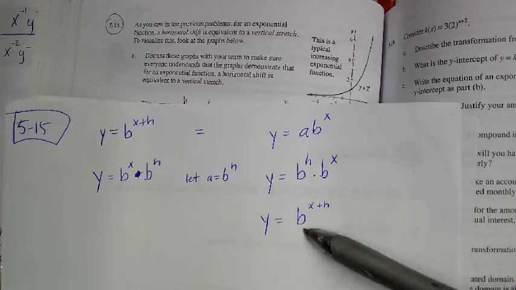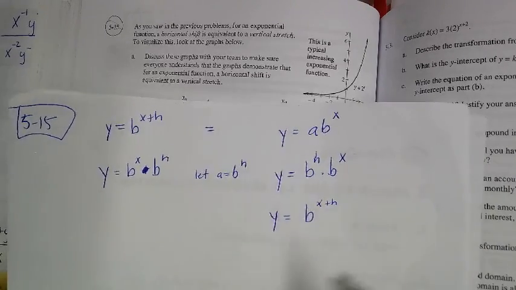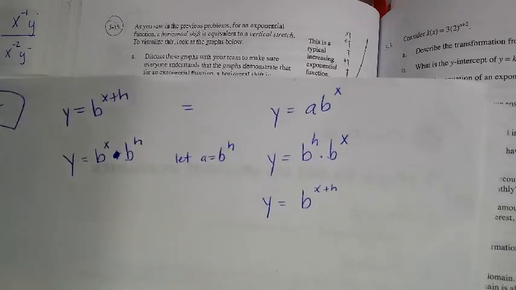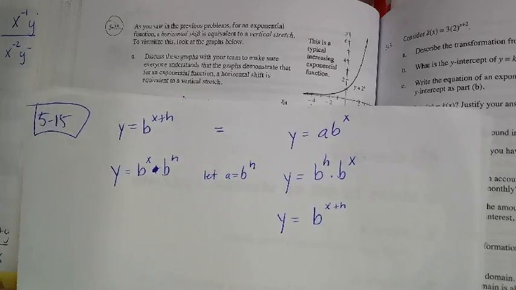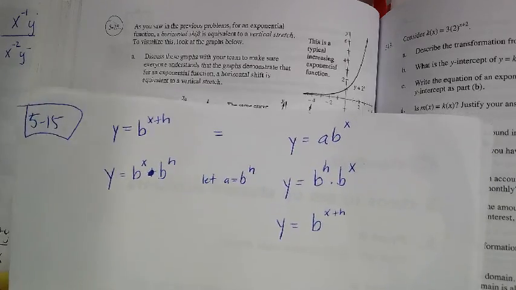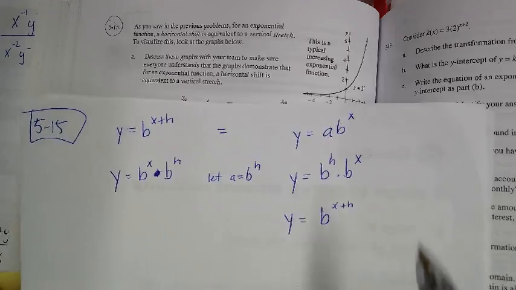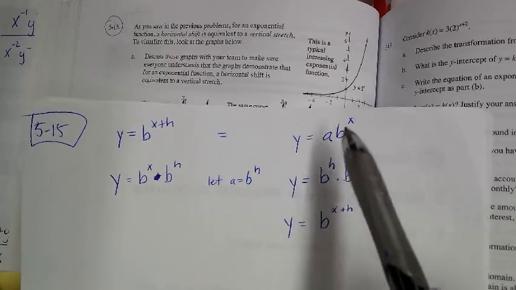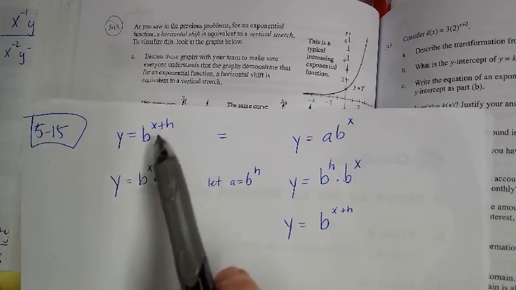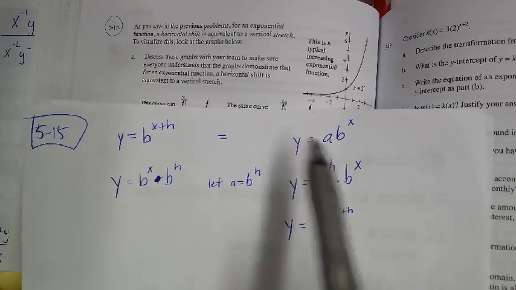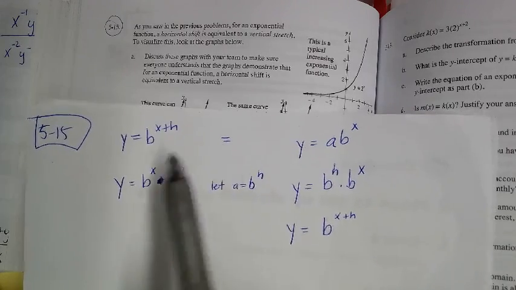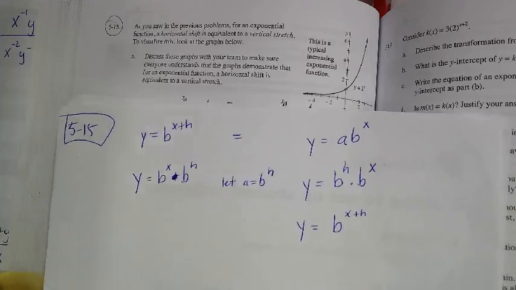I mean, you can go around and around in circles with this, but that kind of shows algebraically that this shows there's a stretch, this shows there's a horizontal shift, but I can go back and forth between these. They'll do the same thing to the graph. And that's it.